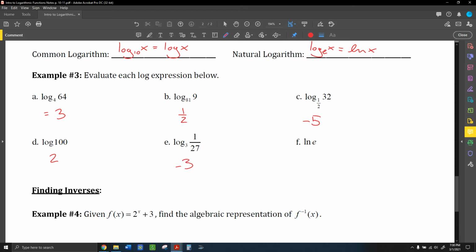Last up, we have ln of e, or the natural log of e. Now remember, the base of the natural log is e, so what power do we have to raise e to get e? Well, that's just 1. And the natural log of e is 1.